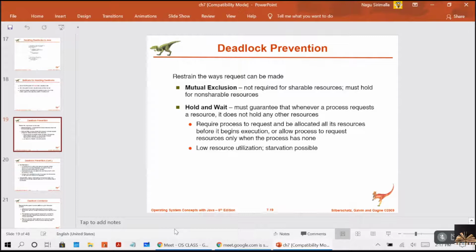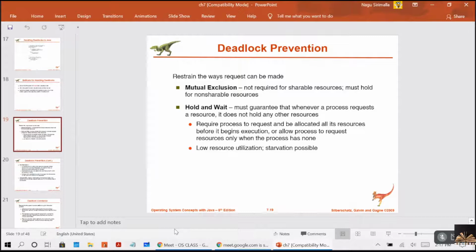Now, is it possible to prevent deadlock by denying the mutual exclusion condition? Let's see one by one, starting with mutual exclusion. The mutual exclusion condition must hold when at least one resource is non-shareable. At a time only one process can use the resource. So to hold this, at least one resource must be non-shareable.